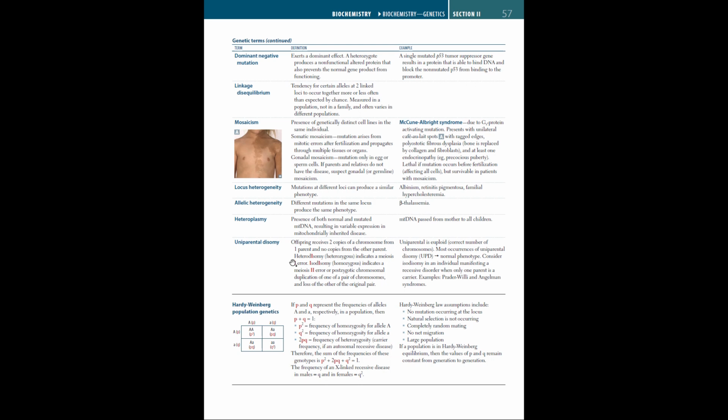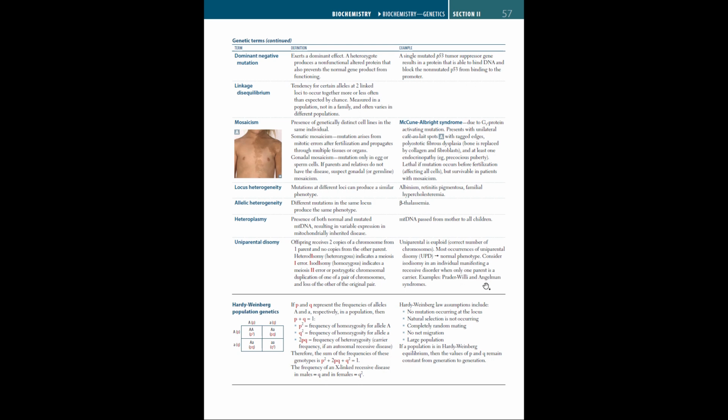Heterodisomy, or heterozygous, indicates a meiosis I error, whereas isodisomy, or homozygous, indicates a meiosis II error or postzygotic chromosomal duplication of one of the pair of chromosomes and a loss of the other of the original pair. Uniparental disomy is euploid, with the correct number of chromosomes. Most occurrences of UPD have a normal phenotype. Consider isodisomy in an individual manifesting a recessive disorder when only one parent is a carrier. Examples include Prader-Willi and Angelman syndromes.